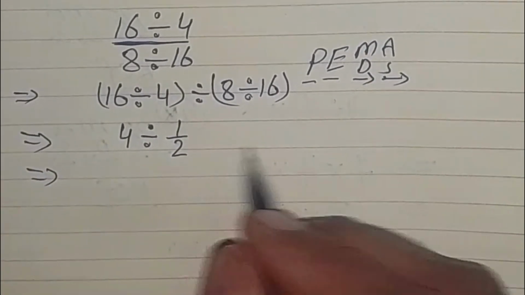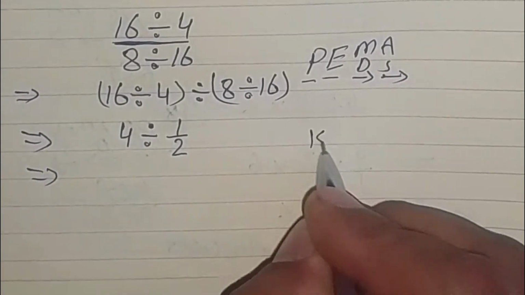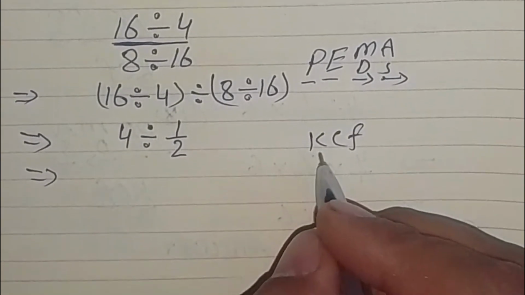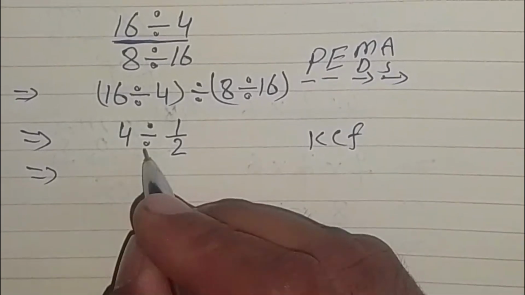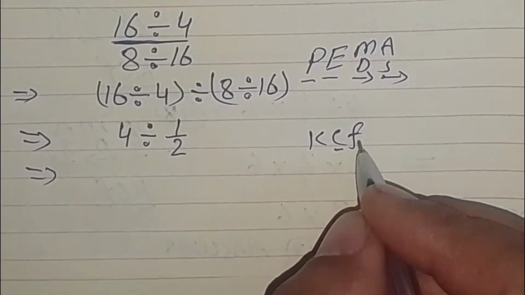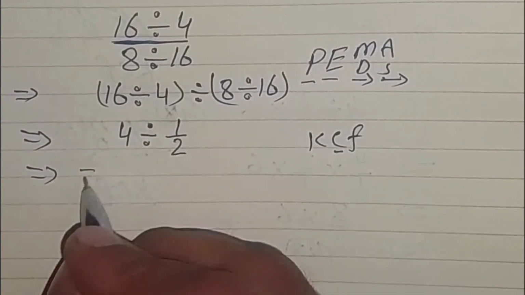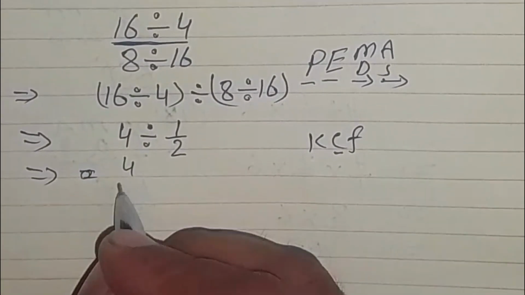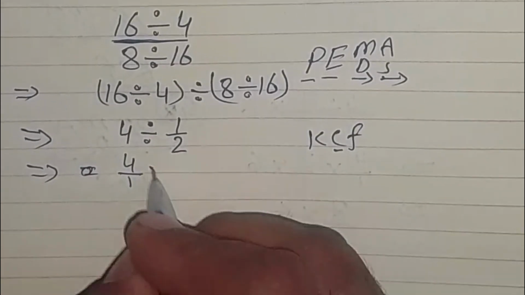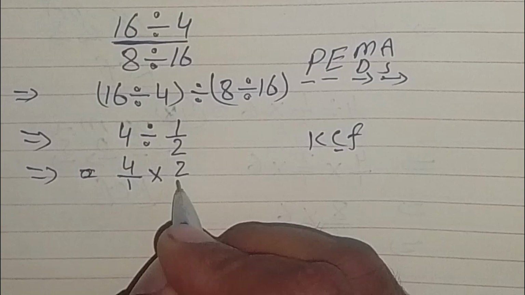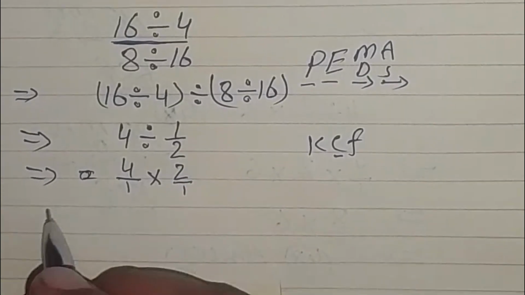Now we solve it by the rules of KCF. Keep the first fraction, then change division to multiplication, and flip the second fraction. Now we have 4 over 1 multiplied by 2 over 1.